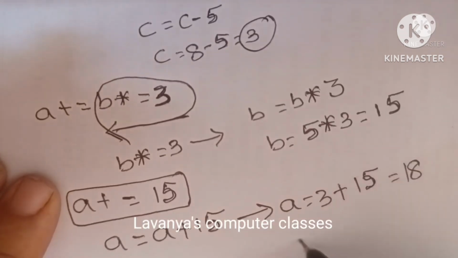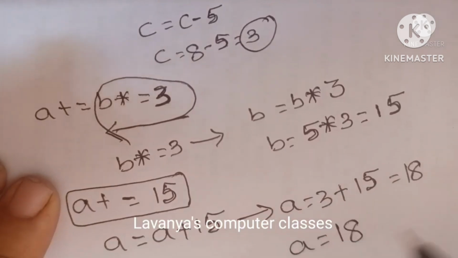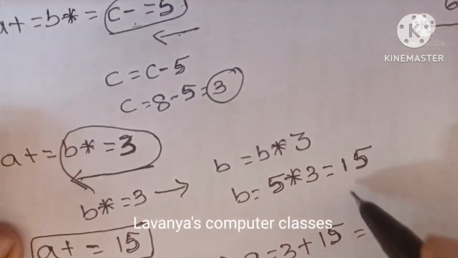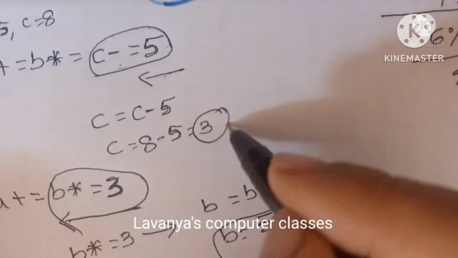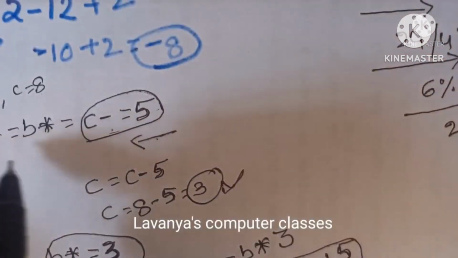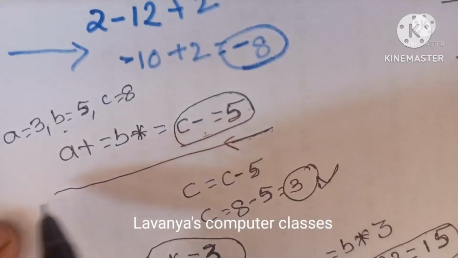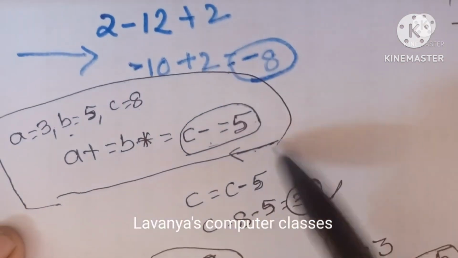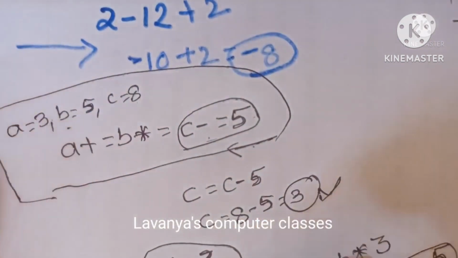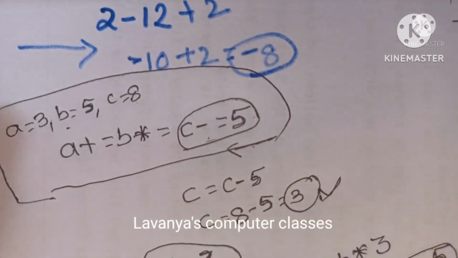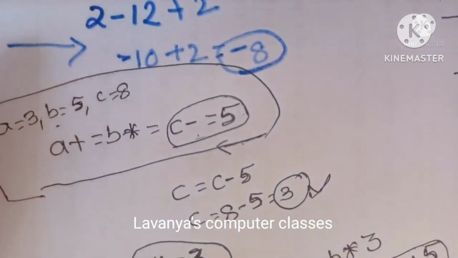Initially I took some values for A, B, C, but after evaluating this expression, the value of A is 18, B is 15, C is 3. So like this we can calculate. This type of calculation is also called associativity, here right to left associativity. So this is the example for right to left associativity.